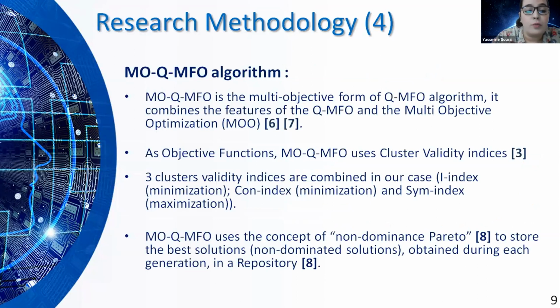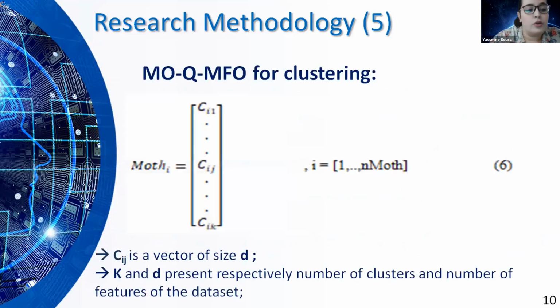MOQMFO is the multi-objective form of QMFO. It combines the features of QMFO and multi-objective optimization. As objective functions, MOQMFO uses 3 cluster validity indices, including E-index, co-index, and team-index. MOQMFO uses the concept of non-dominance Pareto to store the best solutions obtained during each generation in a repository. In the clustering domain, the position of a moth or flame is presented by a matrix with K rows and D columns. K and D present respectively the number of clusters and the number of features of the dataset. As shown in equation 6, each line vector in this matrix presents a cluster center.